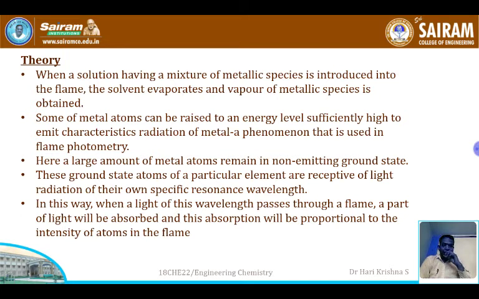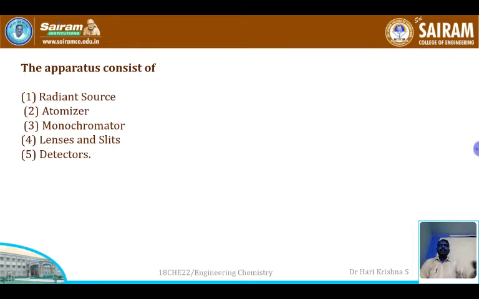We pass the light, and some amount of light will be absorbed. The amount of light absorbed is directly proportional to the concentration of the atoms present here, right? So the light intensity is measured, and by measuring that, we can find out the concentration. So how is it done? We'll see. What are the apparatus required? The apparatus required are radiant source, atomizer, monochromator, lenses, detectors, and we also need a hollow cathode lamp.